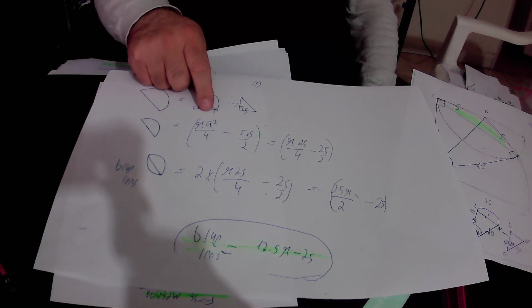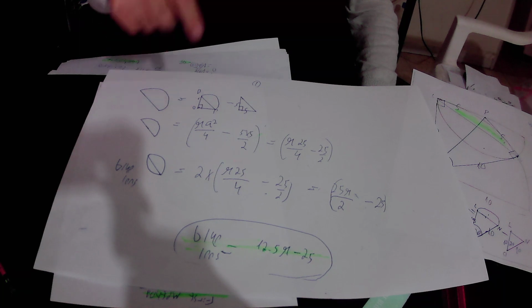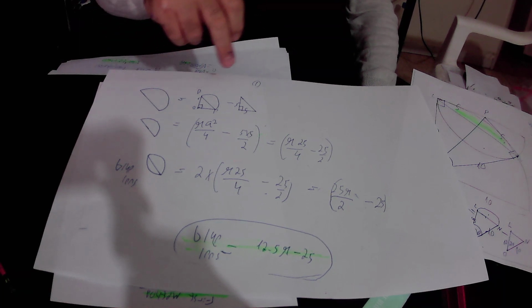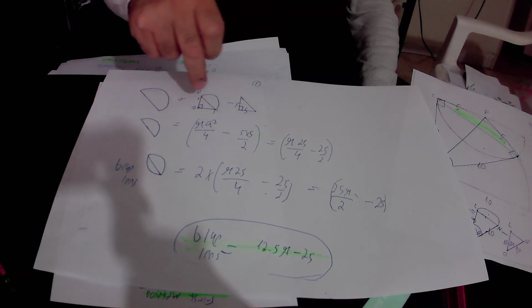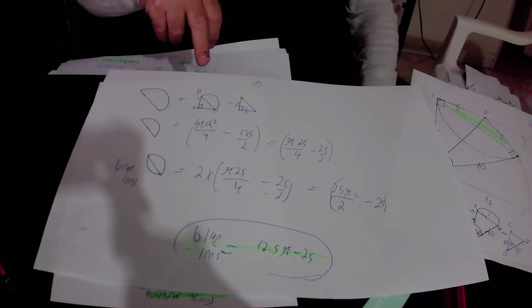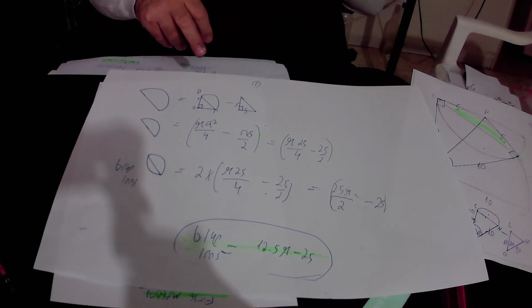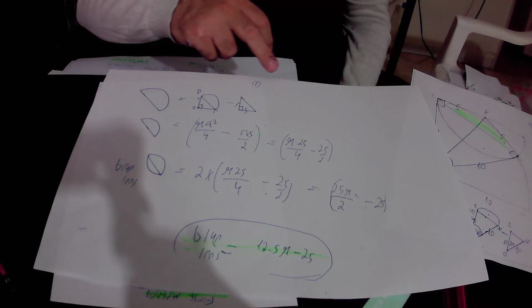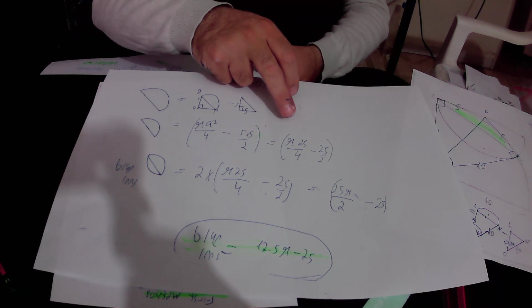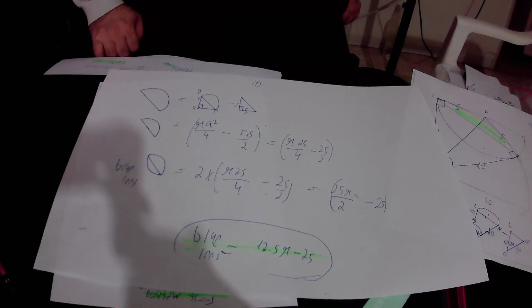We know that a equals 5, so it is pi times 5 squared, that is 25, over 4. This is the area of the quarter circle, and minus the area of the right triangle will give us exactly the area of this circular segment. So in conclusion, the area of this circular segment equals 25 pi over 4 minus 25 over 2.